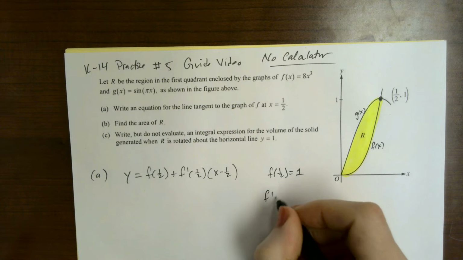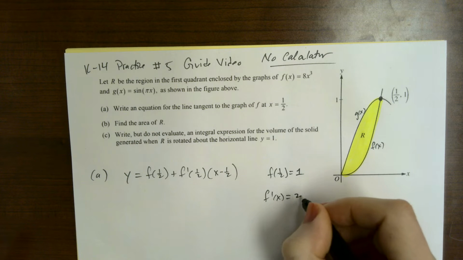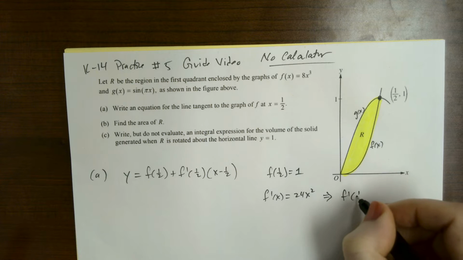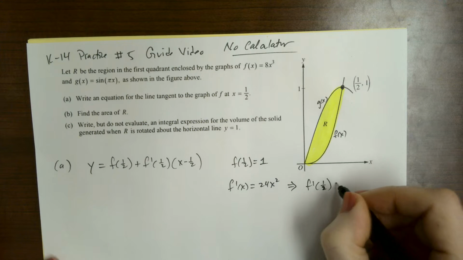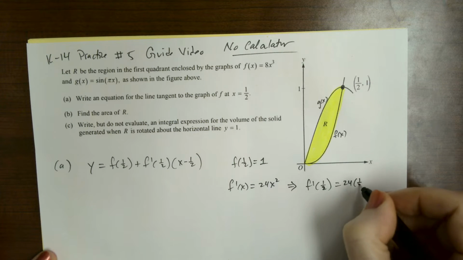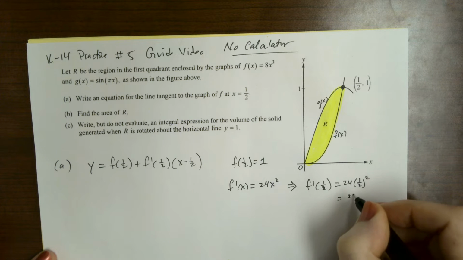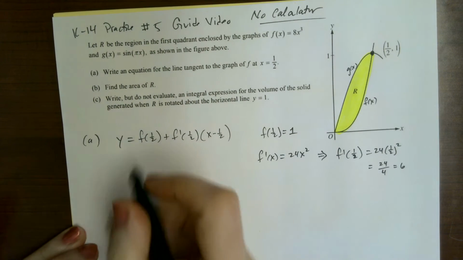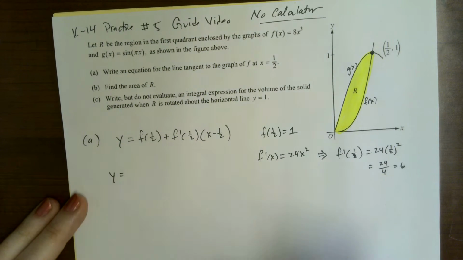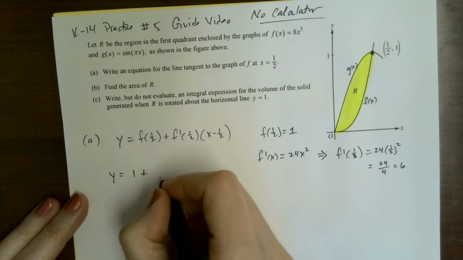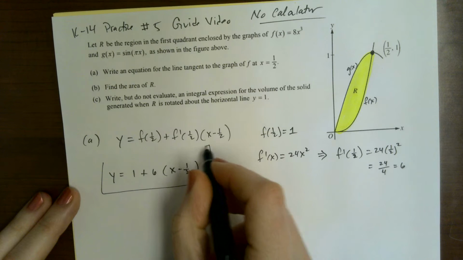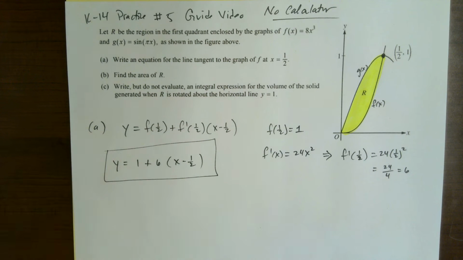And then f prime of x is 24x squared. F prime of a half is 24 times 1/2 squared, which is 6. Okay, so now I'll go back over here. So y is equal to 1 plus 6 times x minus a half. And I believe you get 2 points for getting that correct.